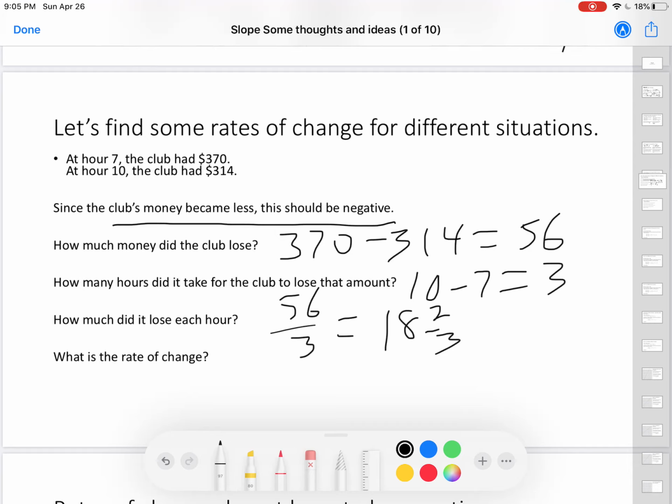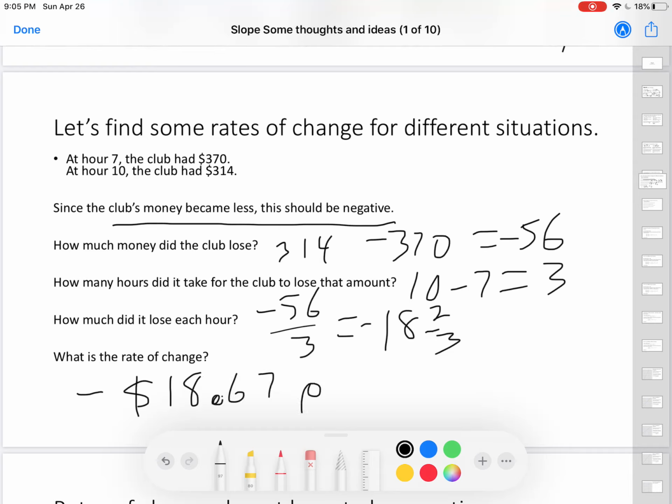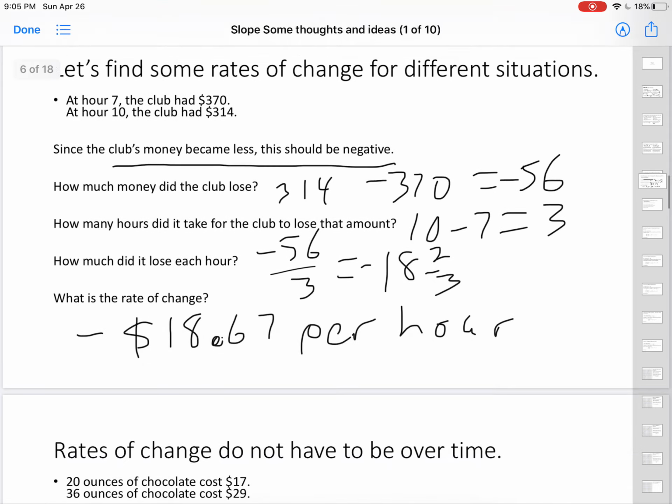But did they gain money or lose money? They actually lost money. There's a problem with my calculations. I'm going to change this to be 314 minus 370 is negative 56. That makes this negative and this negative. What was the rate of change? Negative $18.67 per hour. Negative, the amount went down. Notice, I could have done it another way, but we'll deal with that later on.